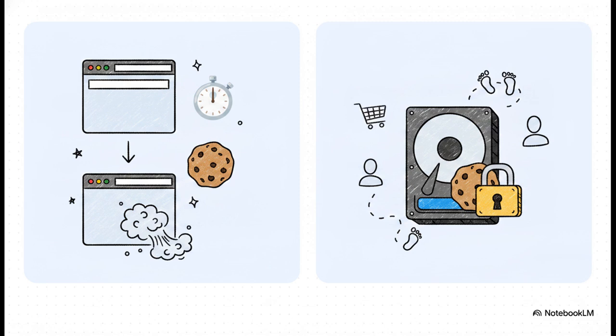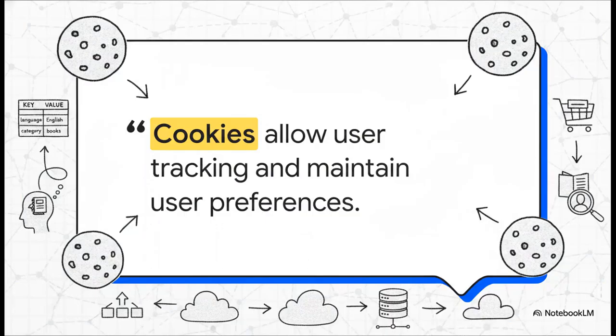These are the ones that remember your login details so you don't have to type them in every single time. They save your virtual shopping cart, and yep, for sure, they track your surfing habits across multiple sessions. Because at their core, cookies are there to allow user tracking and maintain user preferences. Think of them as essentially small lookup tables of key and data values. For example, pairing the category language with the value English. They let websites remember you, which drastically customizes your online experience.